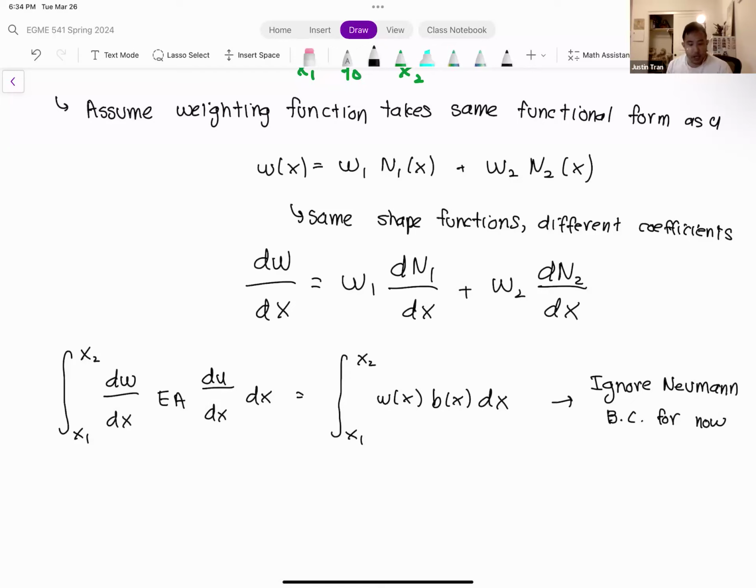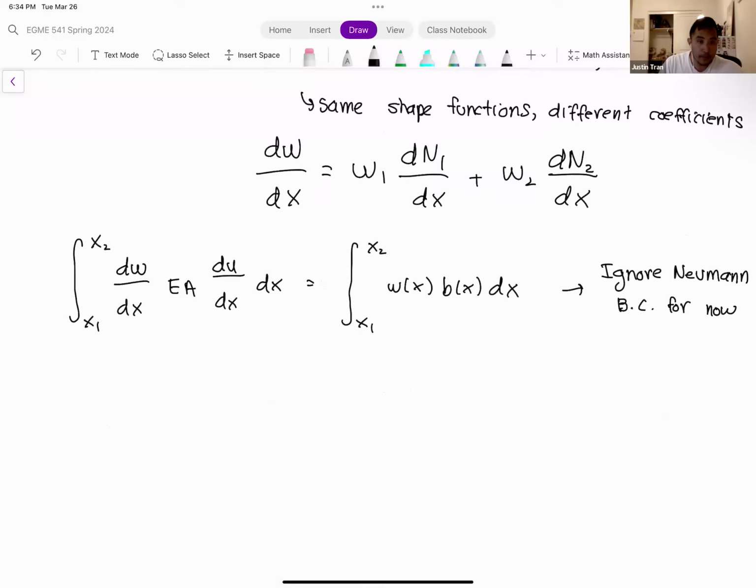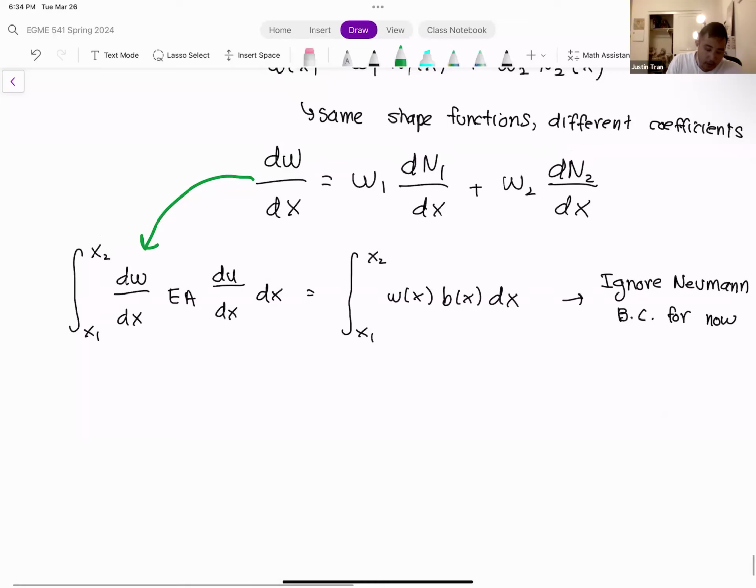All right, so let's plug in. Everywhere that we see w and everywhere that we see u, we're going to plug in our shape function representation. So dw/dx, we actually just have it up here. Let's plug in here, and for du/dx, we're going to plug in for this as well. Let's go ahead and do that, but I'm going to plug in their associated vector forms.